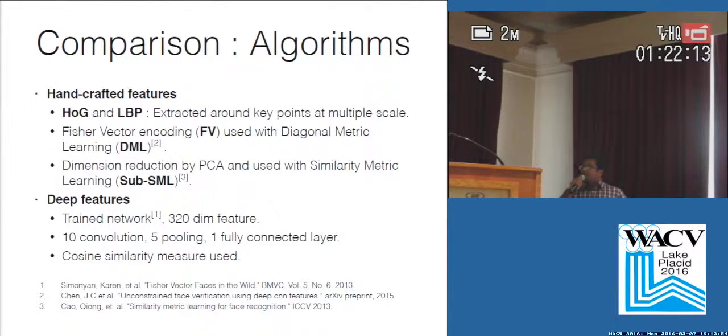We tried several different publicly available algorithms. We used HOG and LBP features, extracted over 30 key points, forming a very high dimensional feature, which we reduced by PCA. We used Fisher vector faces. We used two metric learning methods, sub-SML and diagonal metric learning. All of these performed very well on LFW. We used a deep network, which was presented in the last talk.